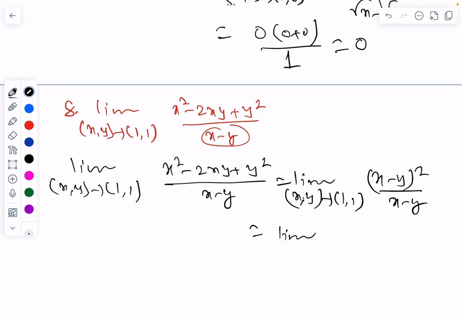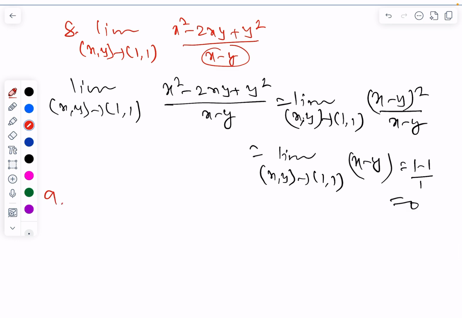So that x minus 1 gets cancelled. So you have x minus y. And so x tends to 1, y tends to 1. So 1 minus 1, and so this is nothing but 0.